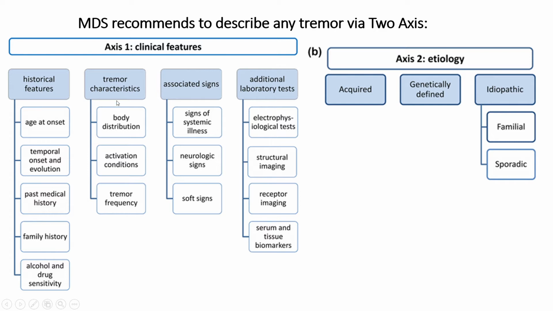The tremor characteristics include body distribution: is the tremor focal, is it generalized? Activation conditions are very important, as we have already studied: does it activate at rest, does it activate on motion? And tremor frequency also. Okay, associated signs include signs of systemic illness, neurological signs, and also soft signs. Additional laboratory tests include electrophysiological tests, structural imaging, receptor imaging, and serum and tissue biomarkers. Axis 2 includes the etiology. It can be acquired, genetically defined, or idiopathic as well.